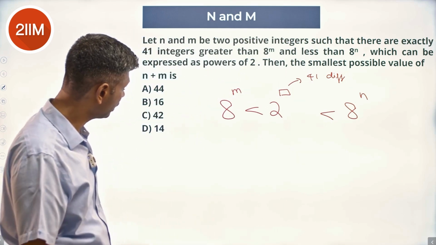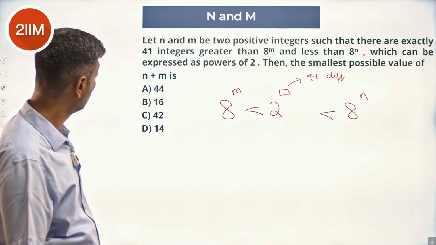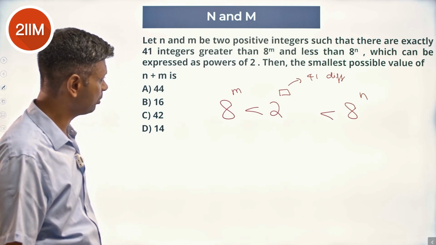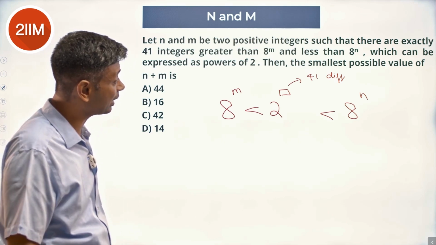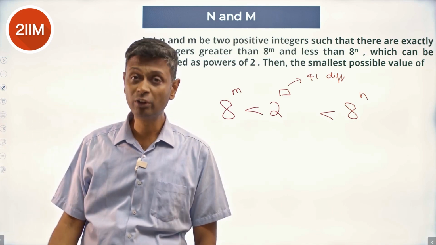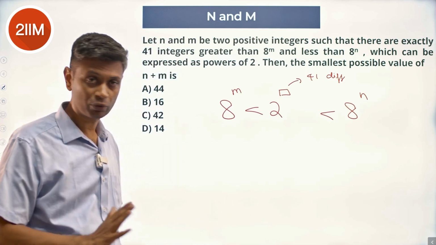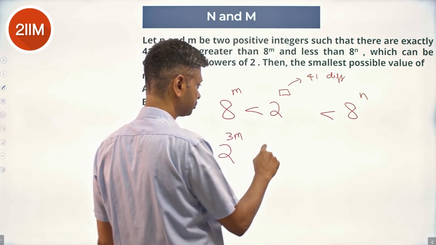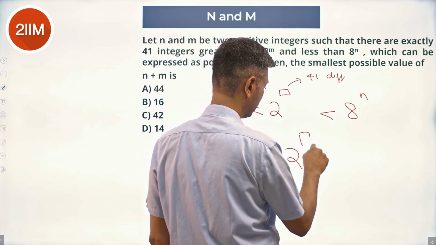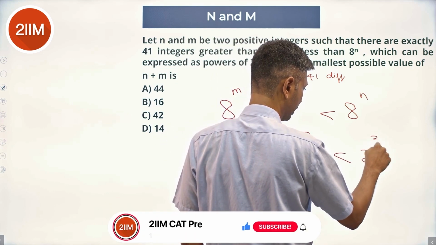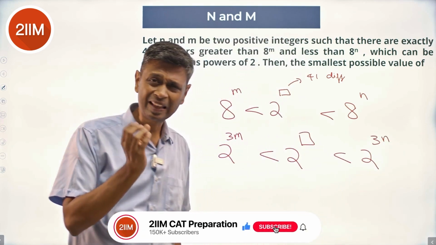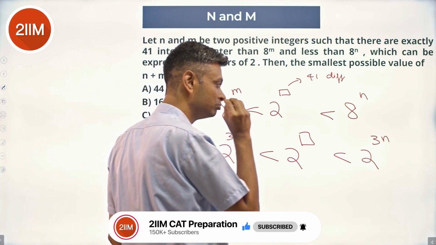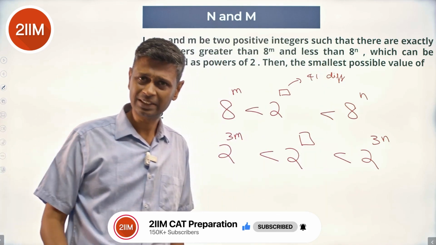Nice. Then the smallest possible value of n plus m is nice. So 8 power m and 8 power n. In between these two, a bunch of powers of 2 are sitting there. First of all, this is 2 power 3m less than 2 power something less than 2 power 3n. So between 3m and 3n, between say 9 and 36, and some 2 values.